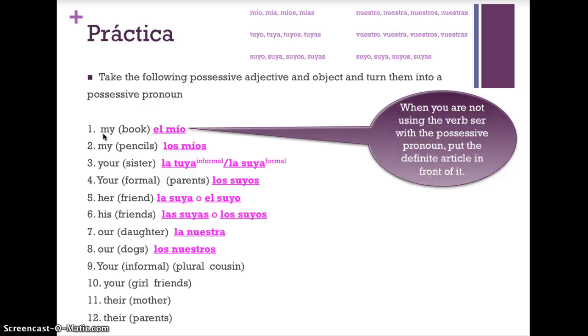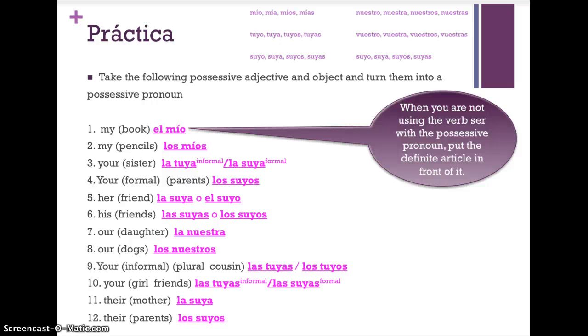Our dogs, los nuestros. Your informal plural cousins would be los tuyos or las tuyas, depending on whether they were girl cousins or boy cousins, or a mix. The mix always goes with the boy form. Your girlfriends would be las tuyas or las suyas. Their mother would be la suya, and their parents would be los suyos.